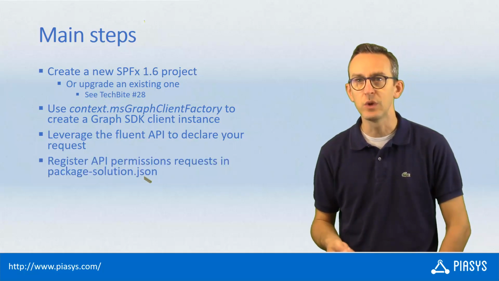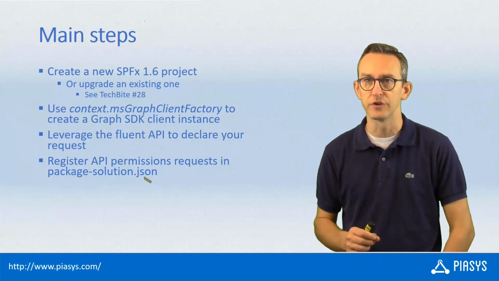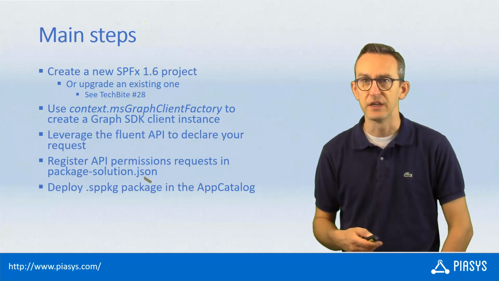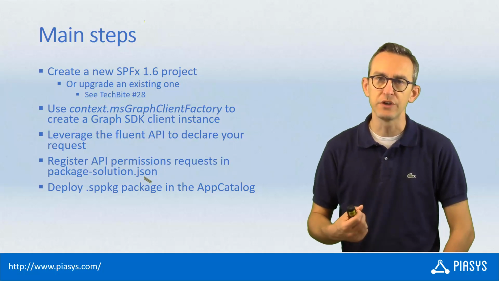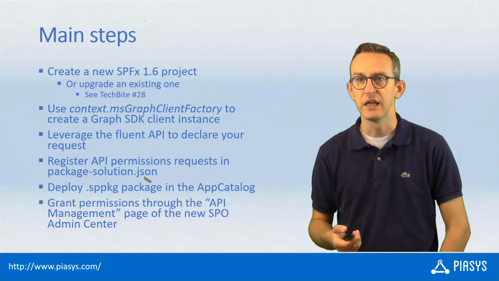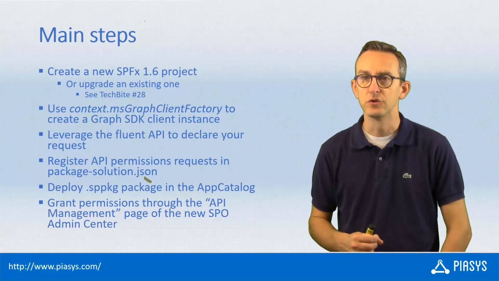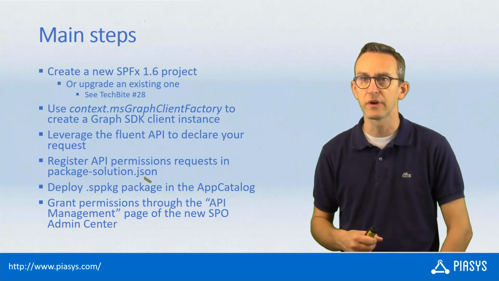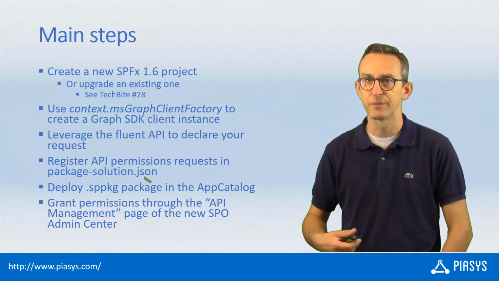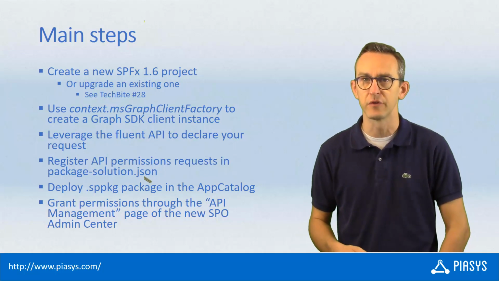Once you have done that, you will have to declare in the package-solution.json file of your SharePoint Framework project the API permissions that you need to run your request. And once you have done that, you can provision the sppkg file of your solution in the app catalog of your tenant, and with an admin account, you will be able, using the new SharePoint Online Admin Center, to approve those permission requests to make it possible for your client-side solution, as well as for any other SharePoint Framework solution running in your tenant, to have those permissions to consume the Microsoft Graph.